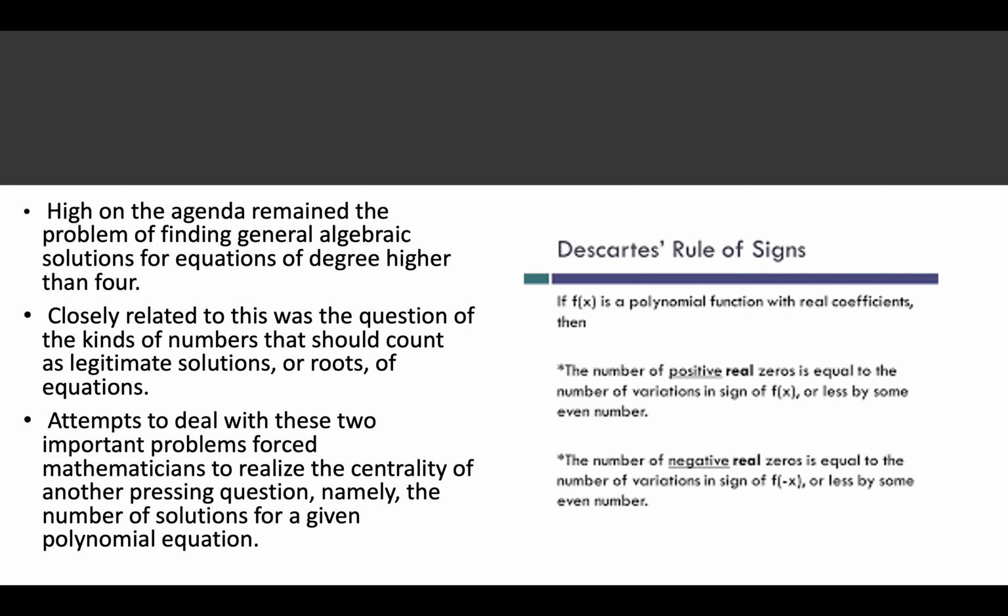On the right hand side is the picture attached of Descartes' rule of signs. If f(x) is a polynomial function with real coefficients, then the number of positive real zeros is equal to the number of variations in the sign of f(x) or less by some even number. The number of negative real zeros is equal to the number of variations in sign of f(-x) or less by some even number.